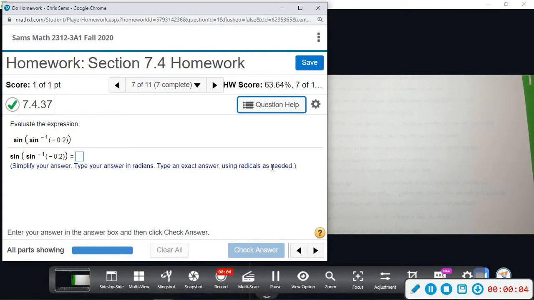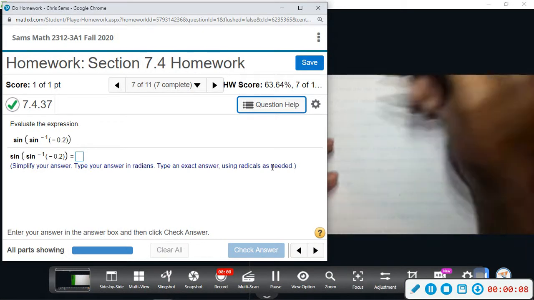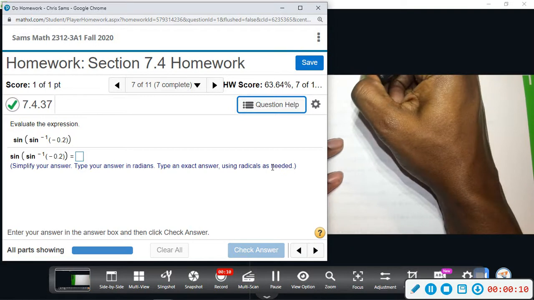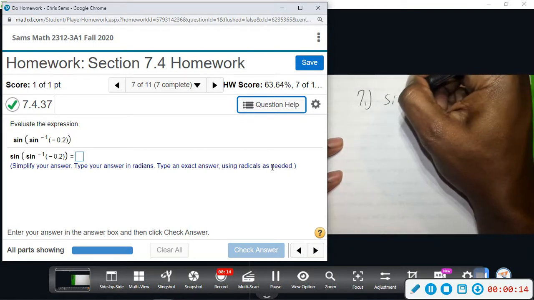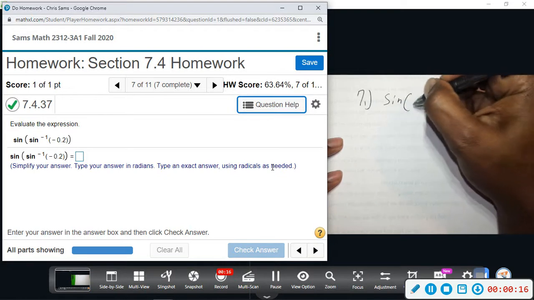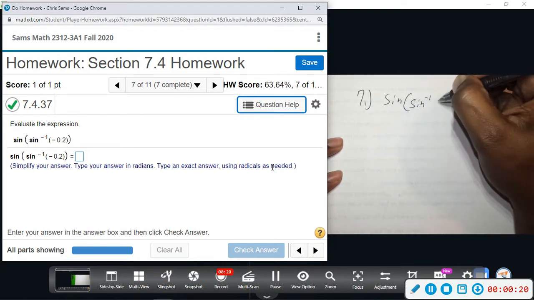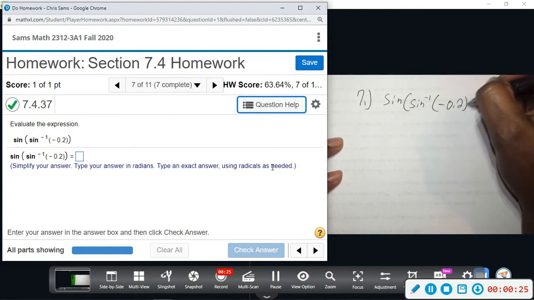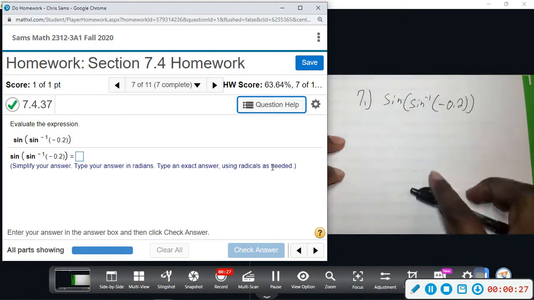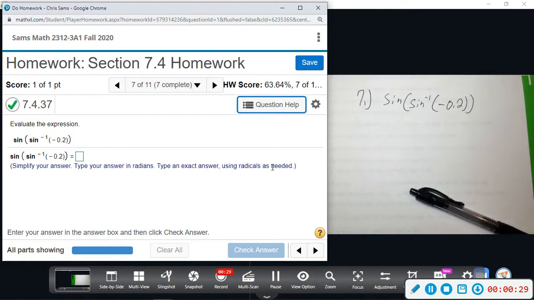All right, number 7, we have what we call a composition of functions with trig functions. So we have sine of inverse sine of negative 0.2. All right, so these really aren't bad. There's just some terms that you need to be familiar with.